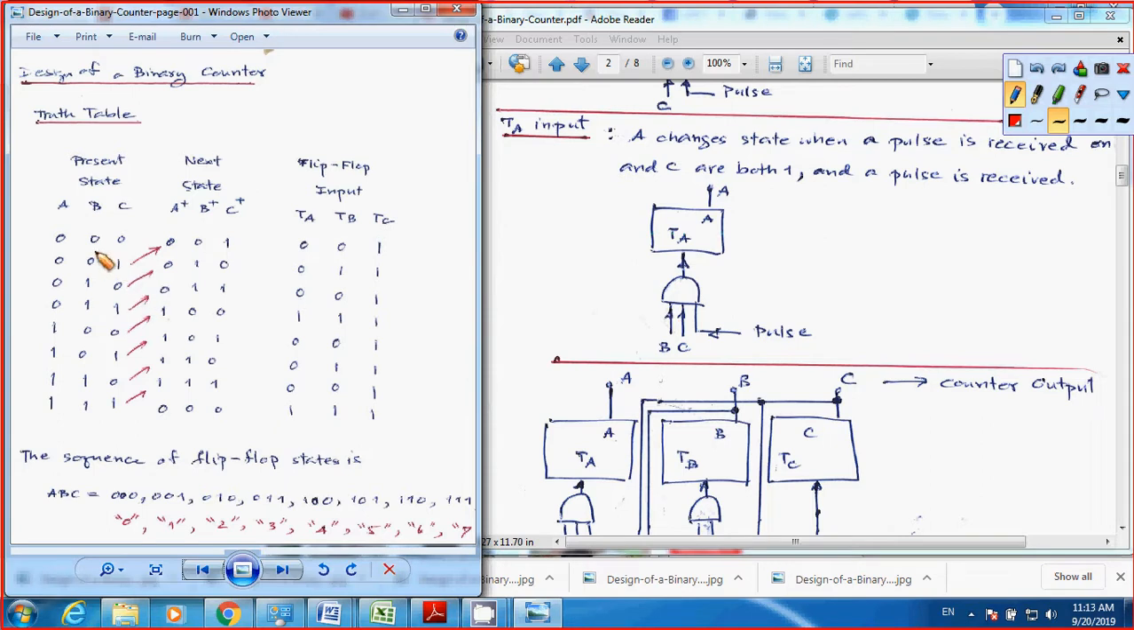Whenever you have a 0, you focus only on B, C, and pulse. So whenever you have a 0, that means your TA is going to be 0. So let's say in this case, BC is 1 1. So that's why you have TA become 1. And also the last one here, you have BC as 1 1, so your TA is also 1. So that's why you end up with a 3 input AND gate for the TA input.